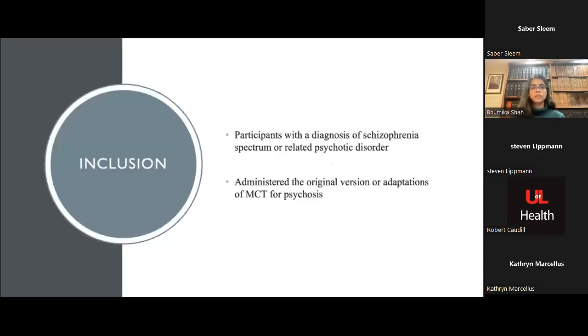So they included participants who had a diagnosis of schizophrenia, and they had to administer either the original version or adaptations of the metacognitive training for psychosis. There were no sex, gender, race, ethnicity, or age restrictions, and they did not have any language restrictions or restrictions based on the study design.